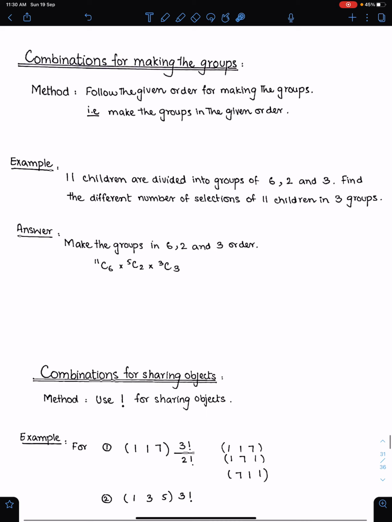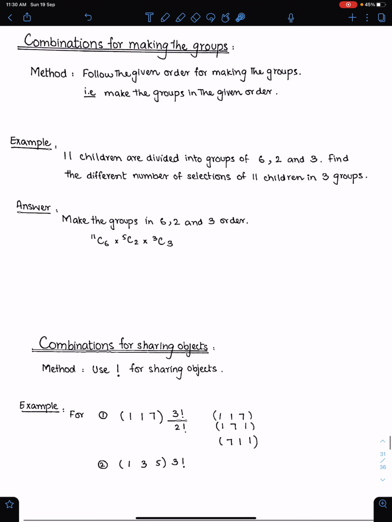Combinations for making the groups. Method: follow the given order for making the groups. Like, what if 11 children are divided into groups of 6, 2, and 3? Then make the groups according to this order.